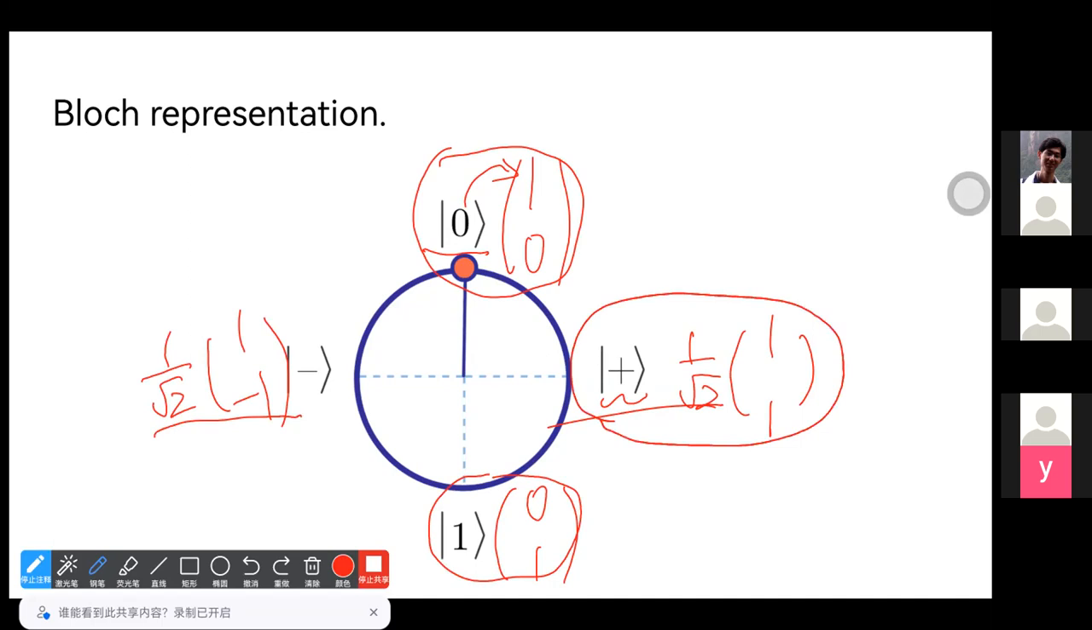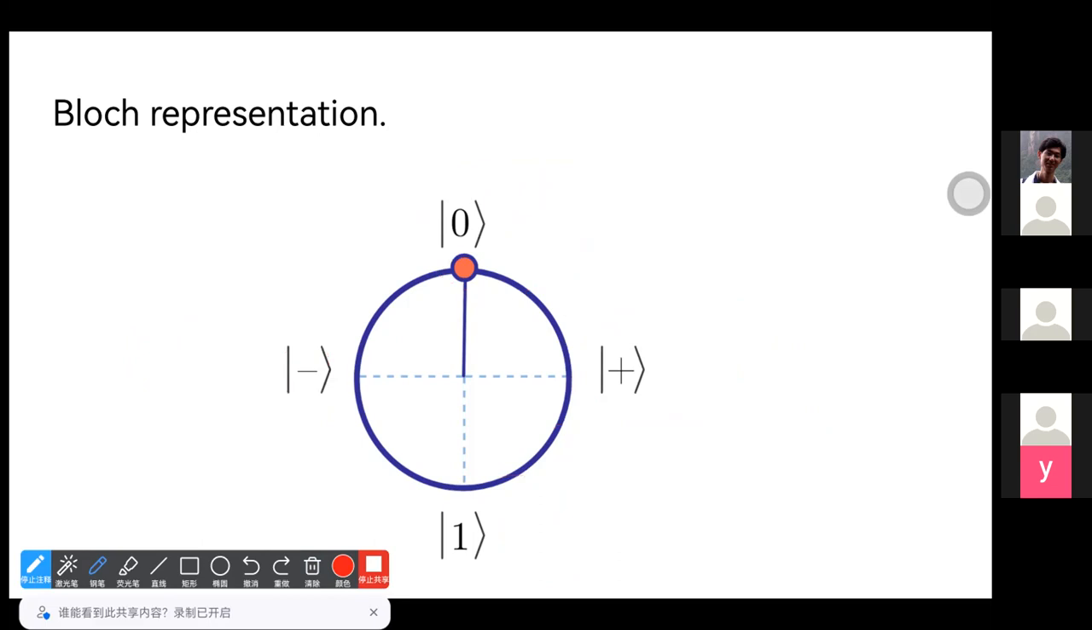So may I confirm, the right one is 1, 1, and the left one is 1, -1? Yeah, 1, -1. Okay, can keep going on. Yes. So this is the review of the last presentation.